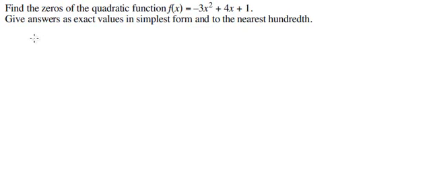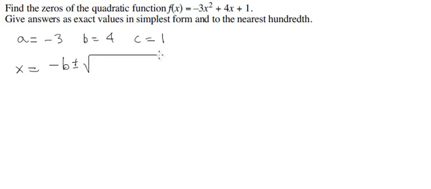Find the zeros of the quadratic. So it's already properly formatted. It's got the x squared, then the x, then the constant. And so the coefficients are -3, 4, and 1. And the formula, I know you haven't memorized, but I'll write it out anyway.